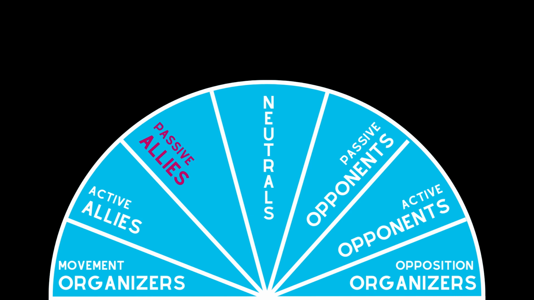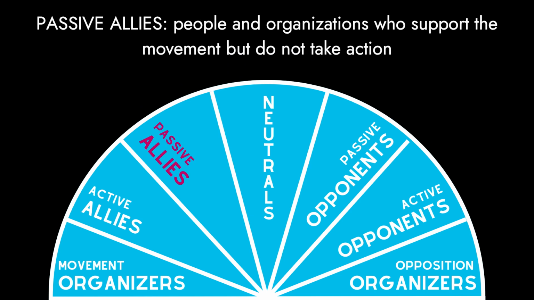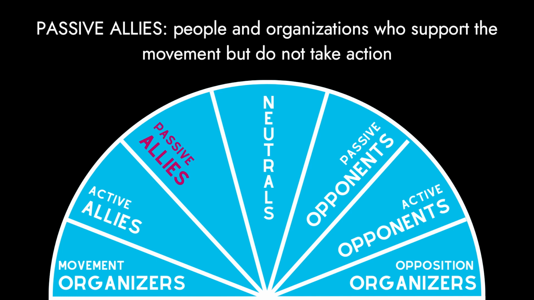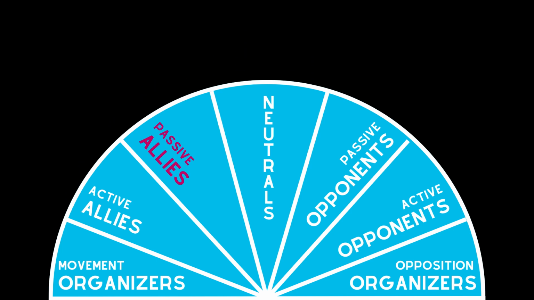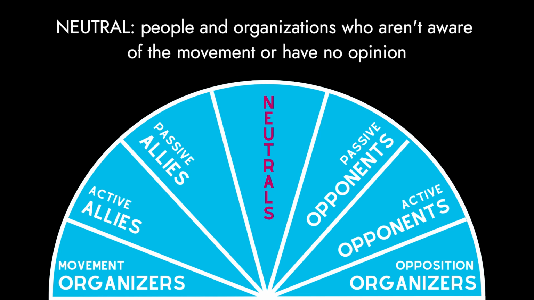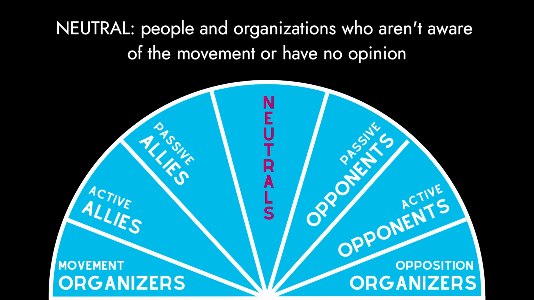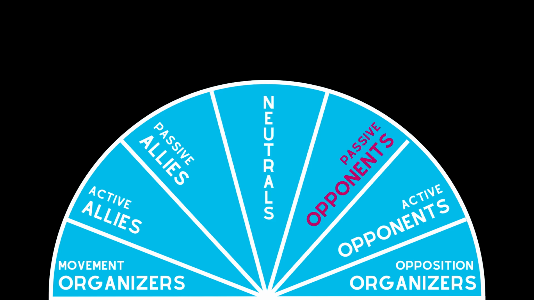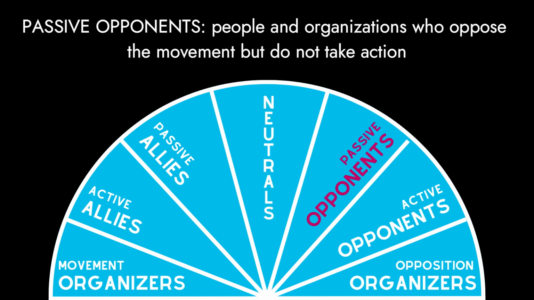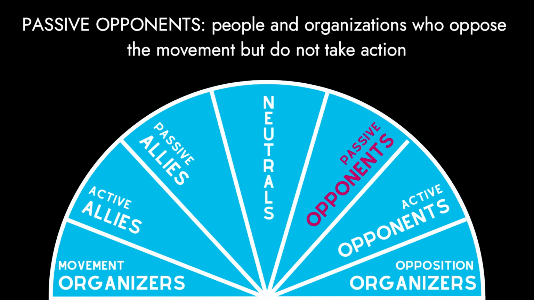Passive allies are people who care about or support an issue but are not taking any action. For example, a passive ally might believe climate justice is important, but they aren't acting, volunteering, or donating to contribute to the movement. Neutrals are people who don't know what they believe, aren't sure which side they're on, or just aren't even aware that the issue exists. And then past neutrals, we're swinging over to the other side of the spectrum to passive opponents.